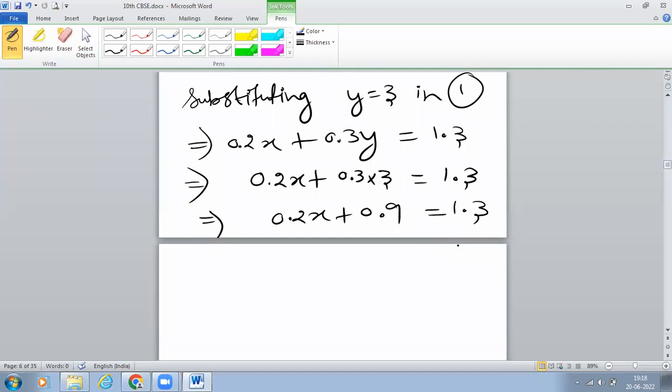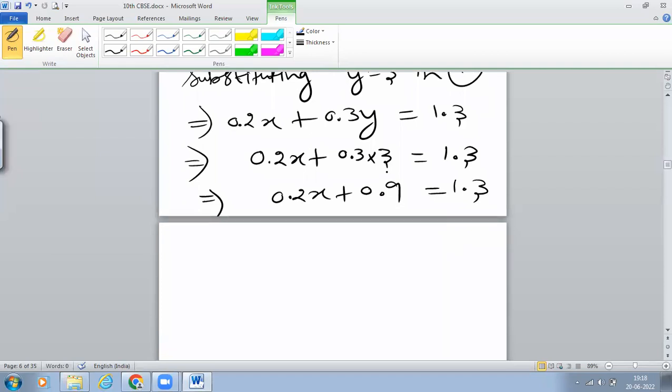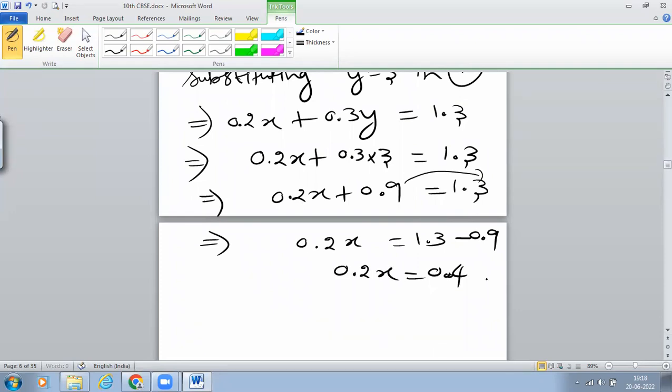Okay, 0.3 into 3 is 0.9. Now this plus 0.9 I am going to take to the right hand side. So in the left hand side we have 0.2 into x, that is equal to, already 1.3 is there. When this 0.9 is taken to the opposite side it becomes minus. So 1.3 minus 0.9 is 0.4. 1.3, that is 13 minus 9 is 4. Likewise 1.3 minus 0.9 is 0.4. We got 0.2 into x is equal to 0.4.